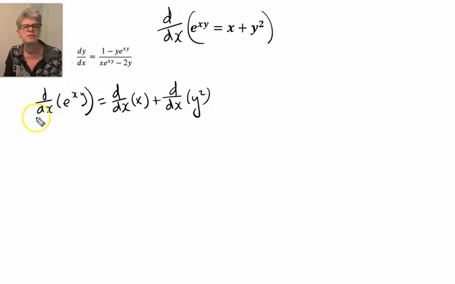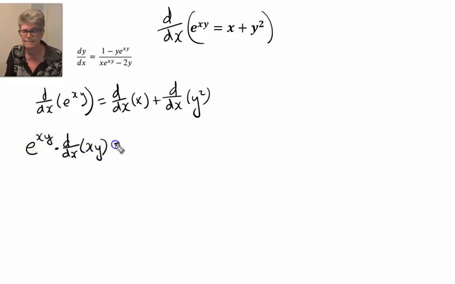Okay, so the derivative of e to the xy is going to be e to the xy, then times, according to the chain rule, the derivative with respect to x of whatever the exponent is. The derivative of x is 1. The derivative of y is 2y, but we are taking the derivative with respect to x, so then I have to multiply that by dy dx.